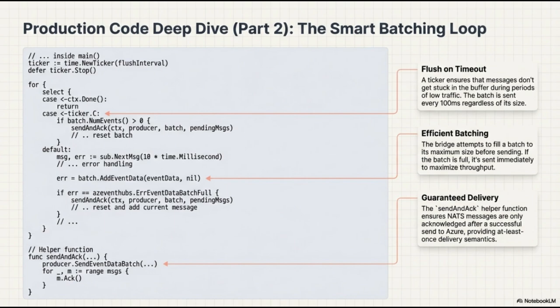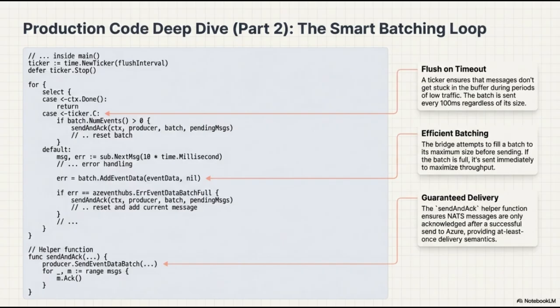To maximize throughput during high traffic bursts, the loop utilizes efficient batching. The logic attempts to fill each batch to its maximum capacity before transmission. If the batching function returns an error indicating the batch is full, the system immediately dispatches the data. This approach minimizes network overhead by consistently sending the largest possible payloads.